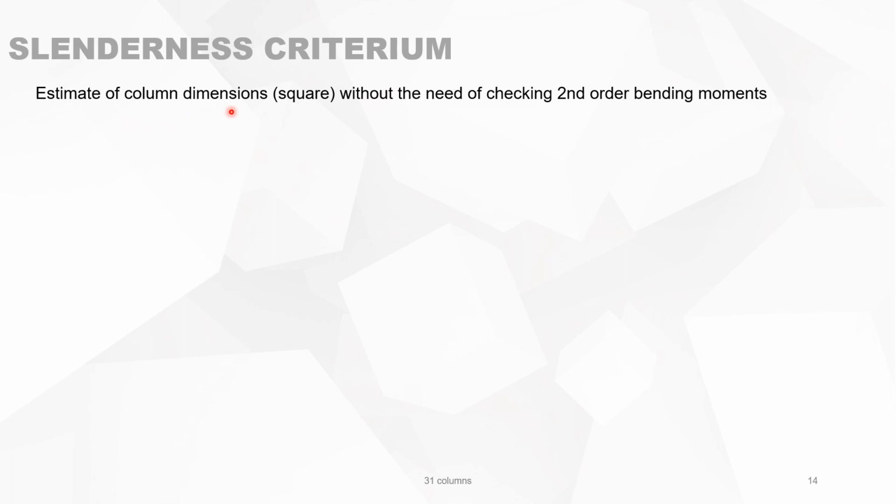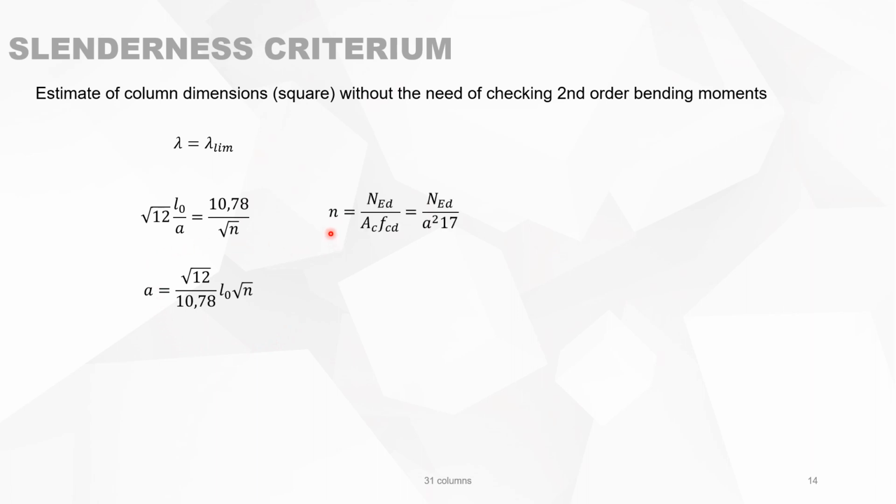For an estimate of a square column dimension, without the need of checking second order bending moments, we know lambda is lambda limit. We've seen this. Lambda limit is equal to this value and lambda is equal to that value. It means that a must be equal to this formula. And the load rate is equal to the normal force divided by this value, and Ac is a squared, and fcd, let's suppose it's a concrete grade 30, so it's 0.85 times 30 divided by the material coefficient 1.5, and it is 17 megapascal.